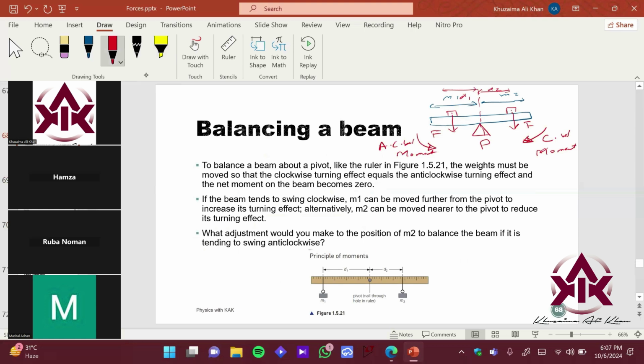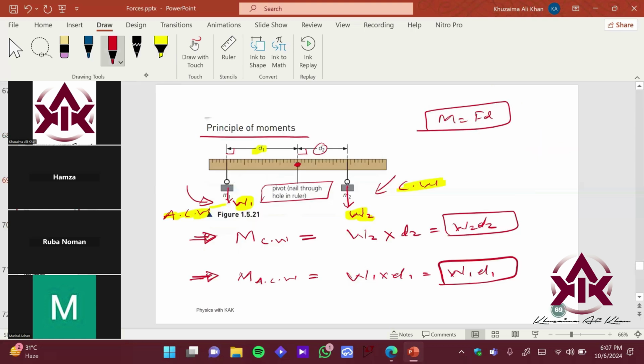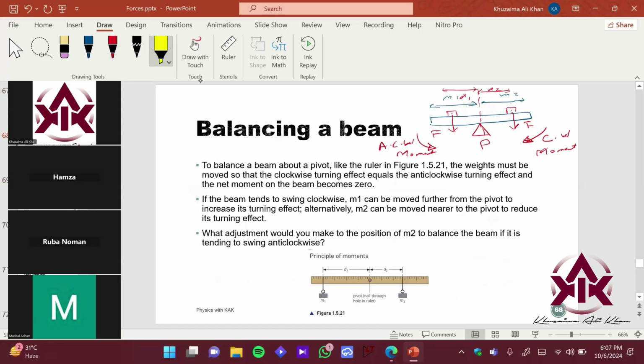Now, what was the experiment before? We found these points D1 and D2 experimentally. How did we do that? Let's take this example. To balance a beam about a pivot, like the ruler shown here, the weights must be moved so that the clockwise turning effect equals the anti-clockwise turning effect, which we have seen, so that the net moment becomes 0.